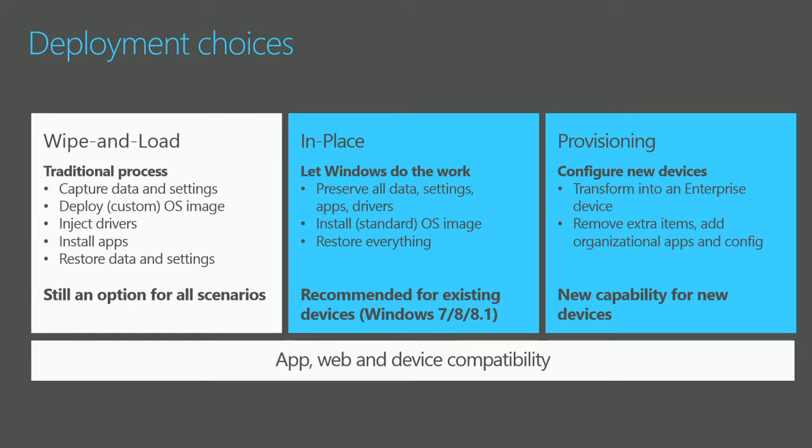In Windows 10, wipe and load is supported, but it's not advised. What we're advising, especially for small and medium-sized businesses, is to do an in-place upgrade or to do provisioning for new devices. In-place upgrade basically preserves all your data, your settings, your apps, and your drivers. You install the new Windows 10, and then it restores on top of that operating system. So it's effectively doing what a wipe and load used to do, what you had to do previously manually as an IT partner or administrator. The in-place upgrade will do it itself.